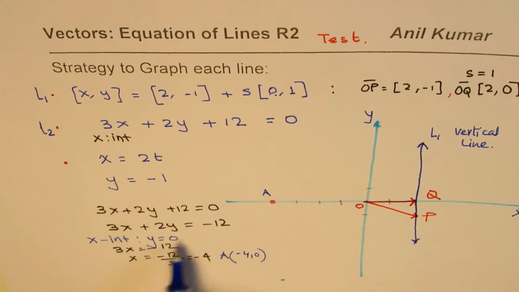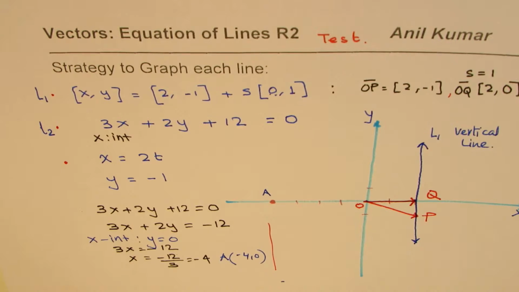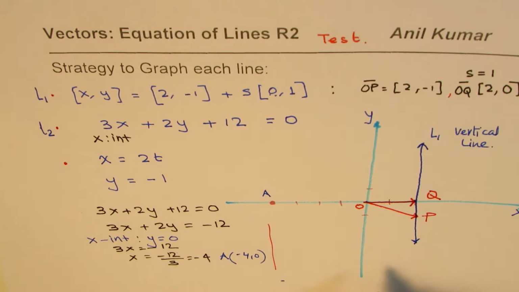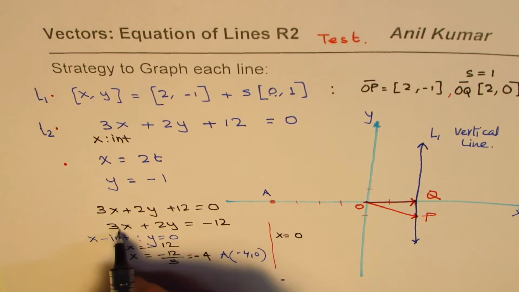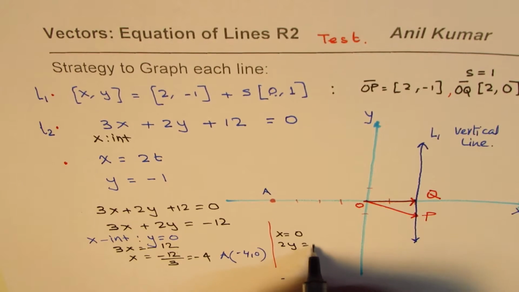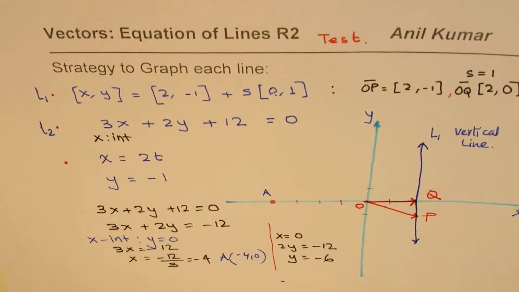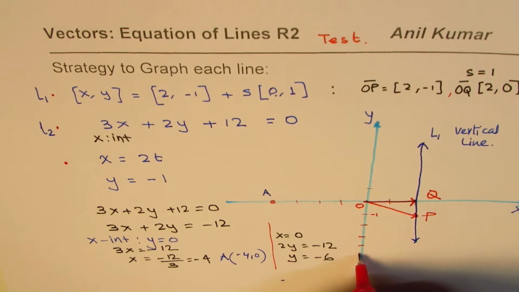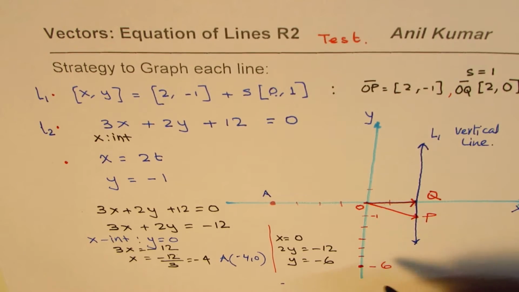Now, let's find the y-intercept. To find the y-intercept, x will be 0, right? To find y-intercept, x equals 0. So if I substitute x as 0, I get 2y equals minus 12, y equals minus 6, correct? So that is to say 1, 2, this is minus 1, 3, 4, 5, let's say this is minus 6, okay. So joining these will give me the line L2, right?